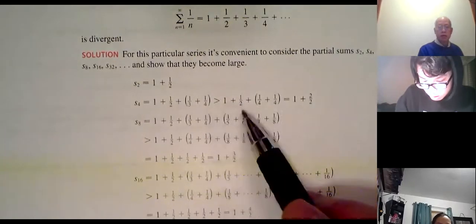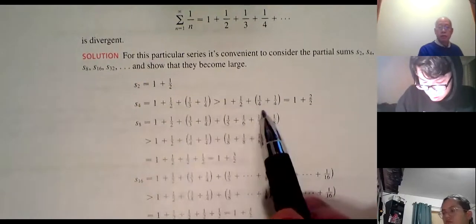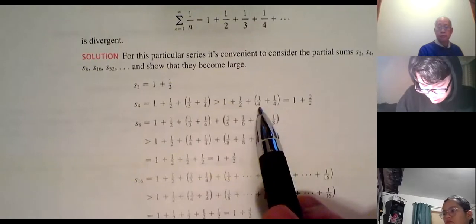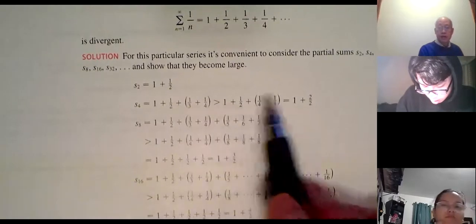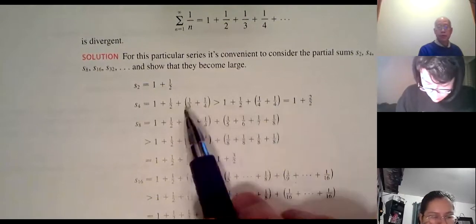What do they have? 1 plus a half plus 1/4 plus 1/4. Okay, so they replace 1/3 with 1/4. Now 1/3 is bigger than 1/4. Do you agree? So this is bigger, and this is another half. So we added another half. So it's 1 plus 2 over 2, and this is bigger.